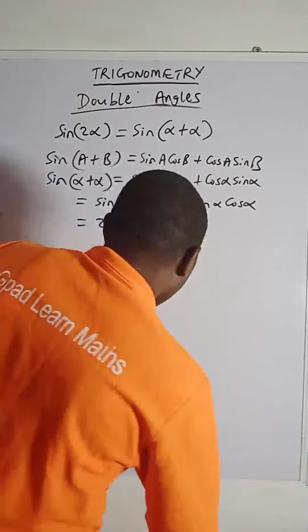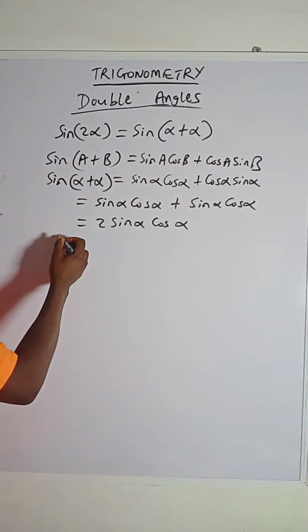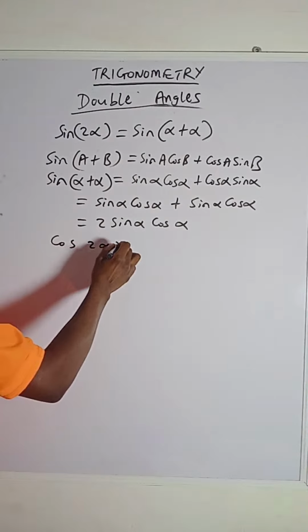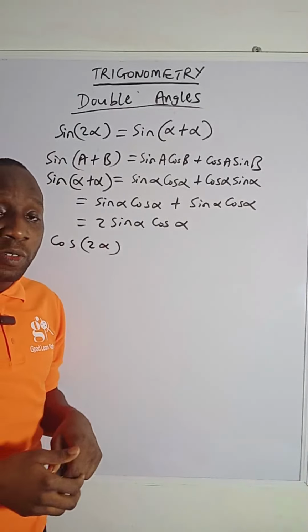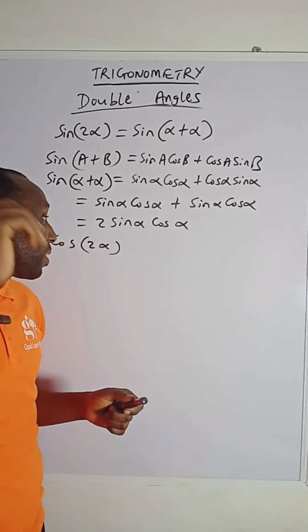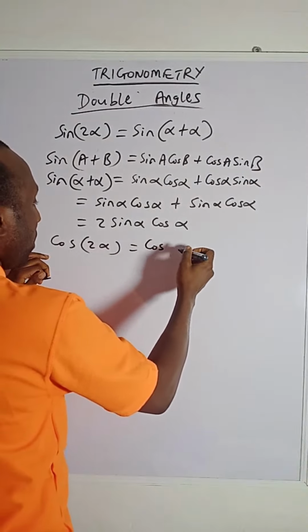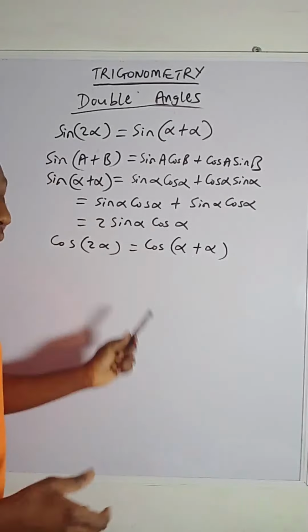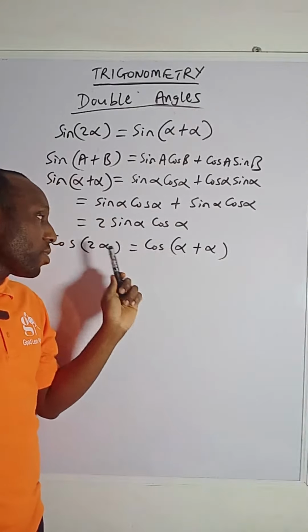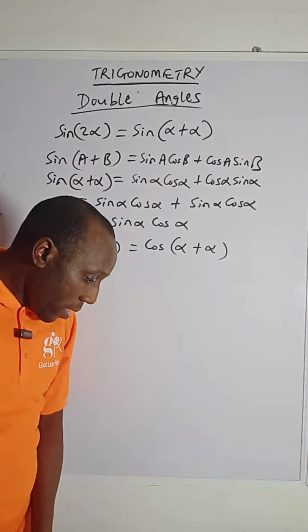So can you try cos 2 alpha? I want you people to try cos 2 alpha. Still use the formula for cos. Don't forget the formula for cos. This can be written as cos of alpha plus alpha. Remember, this and this are the same. Alpha plus alpha is 2 alpha. I need you to try.